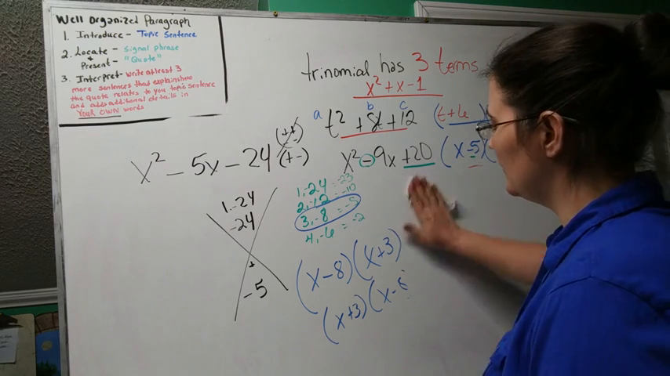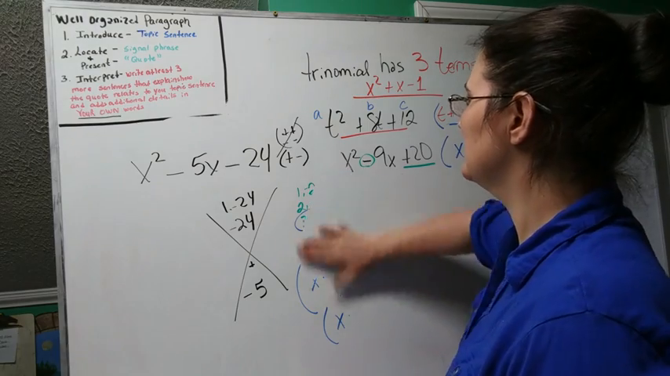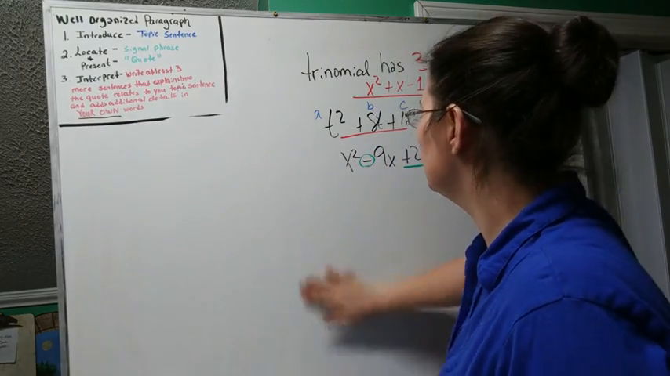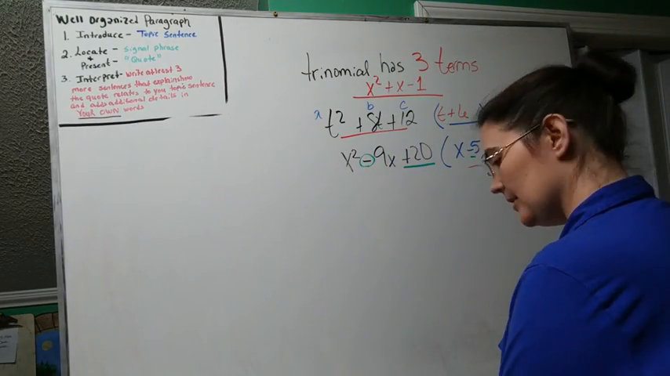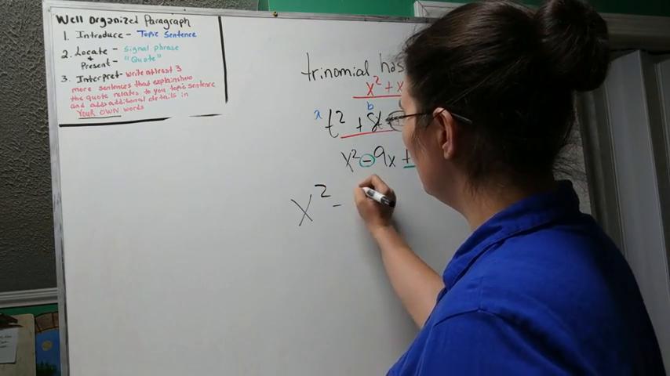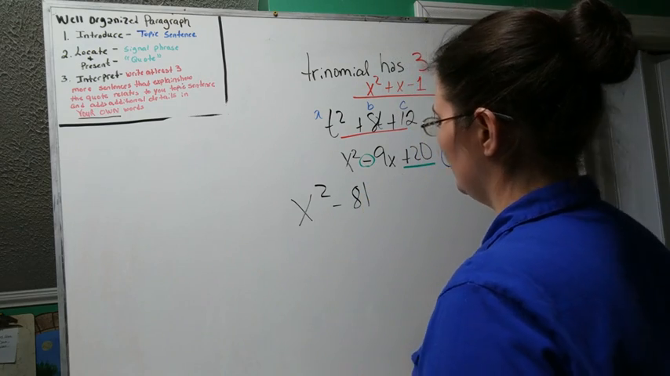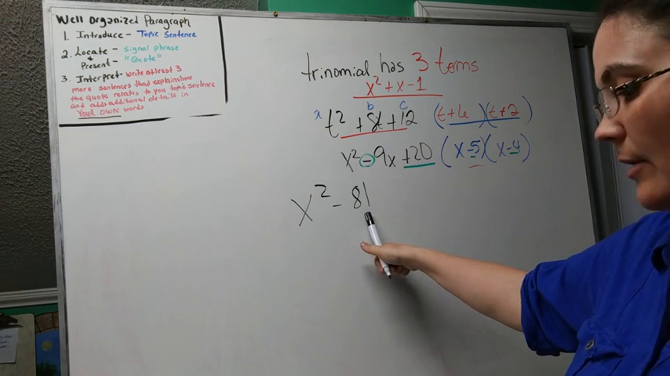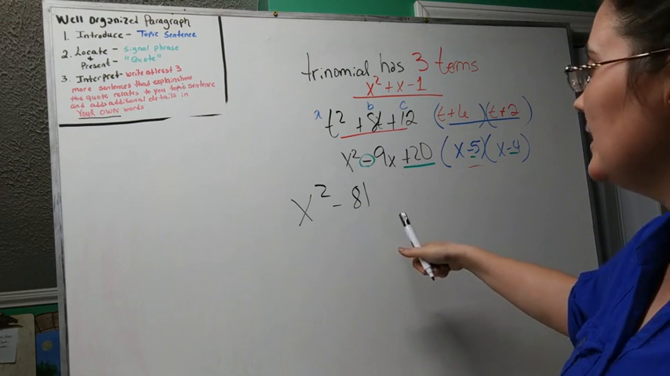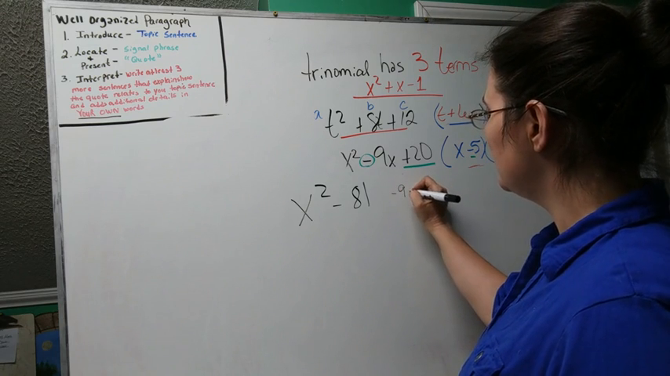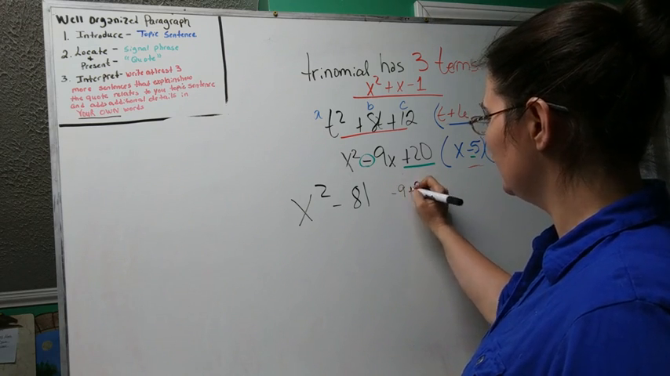Okay, so now we have one more problem. And this one is probably the easiest of them all. And that is whenever we have a square and a number here, and this number here is actually a perfect square. Okay, so what that means is I can say negative 9 times a positive 9.